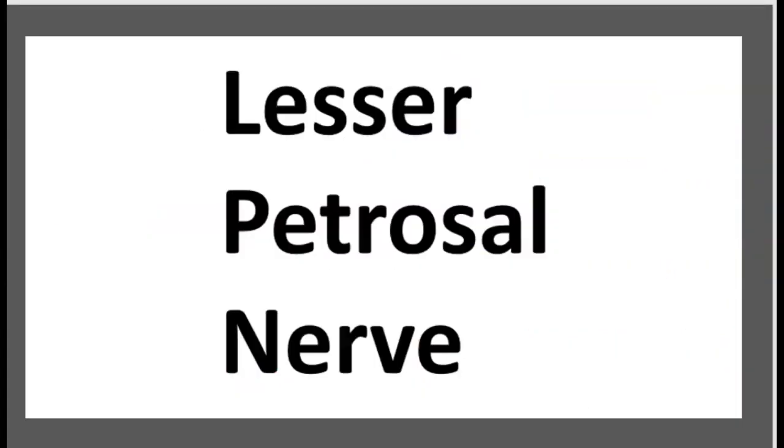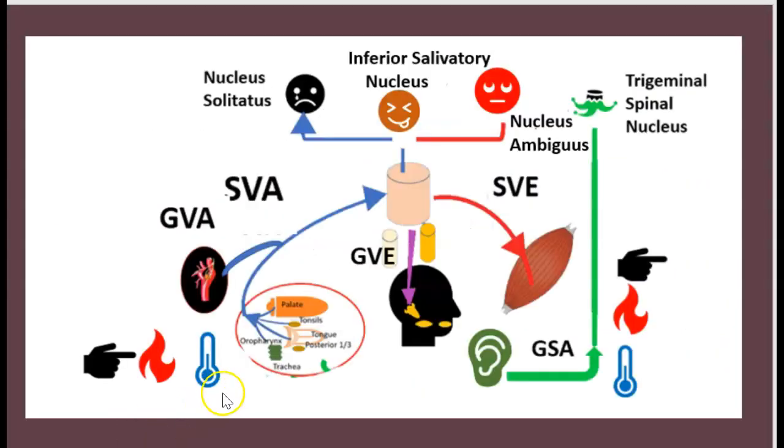Let's move to the lesser petrosal nerve. The lesser petrosal nerve is a branch of the glossopharyngeal nerve, cranial nerve 9. Let's review the nuclei of the glossopharyngeal nerve. There are 4 nuclei: the spinal trigeminal nucleus, the nucleus ambiguus, the inferior salivatory nucleus, and the nucleus solitarius.